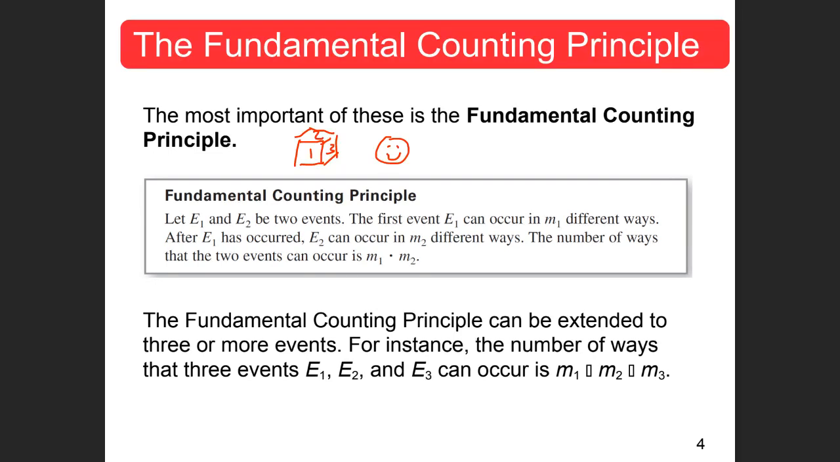Well, the fundamental counting principle says, how many are there on a dice? Well, there's 6. How many of them are on the coin? Well, there's 2. So if I just multiply that together, 6 times 2 is 12. So that means there's 12 different ways that this can occur.